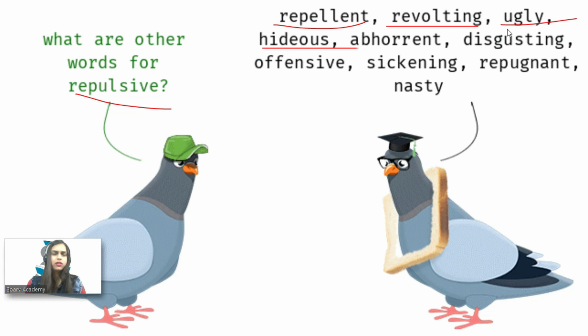Okay, what is the antonym for ugly? All you know, type in the chat box. Abhorrent, disgusting, offensive, sickening, repugnant, nasty. Okay, all are words for repulsive. As I asked, beautiful is the opposite of ugly.